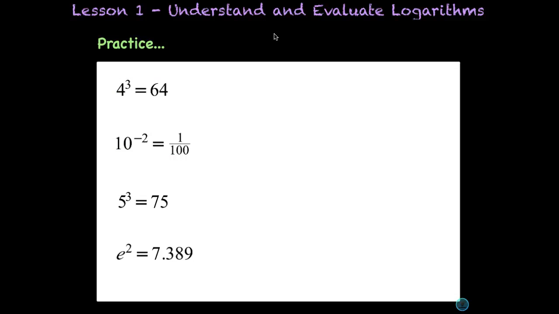Okay, now that you understand that logarithms are just inverses of exponential functions, let's practice switching back and forth. Let's start with an exponential function and let's turn it into its equivalent inverse function, the logarithm.